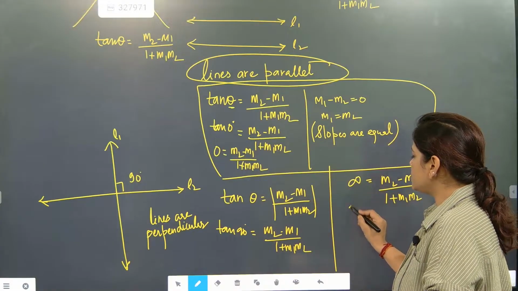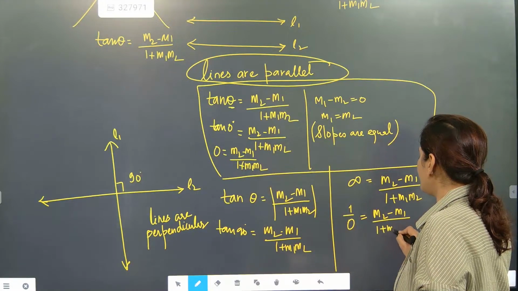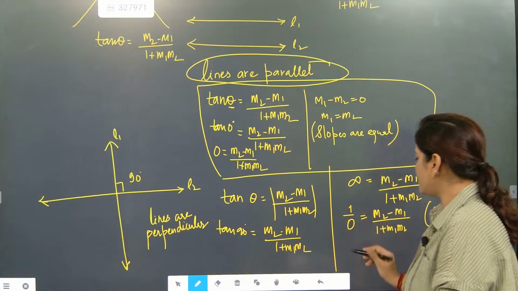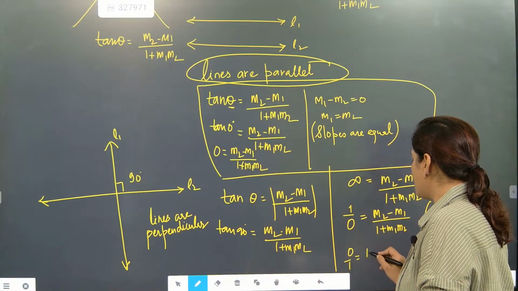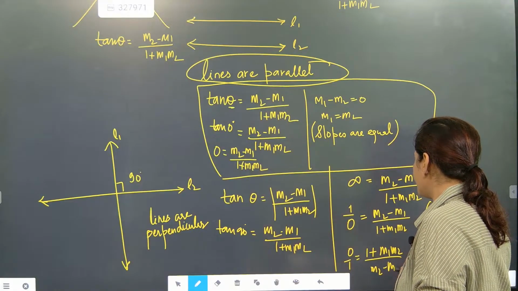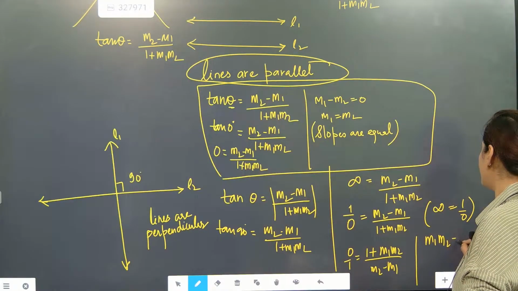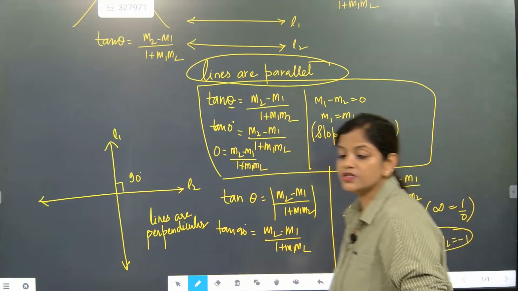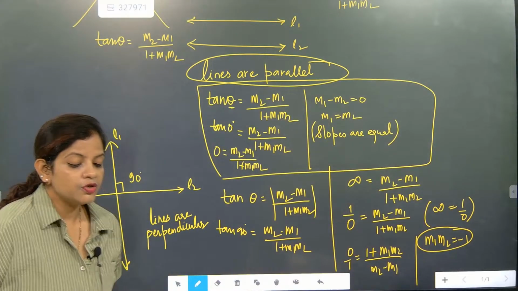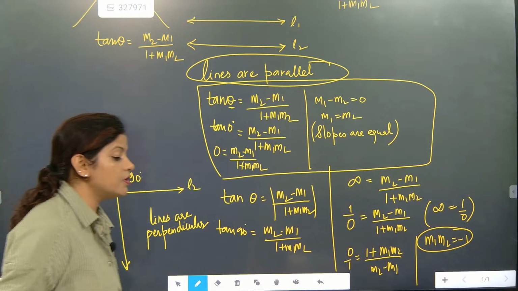So infinity means 1 by 0. 1 by 0 is equal to (m2 minus m1) by (1 plus m1 into m2), that is exactly infinity. Infinity is 1 by 0. So when you take the reciprocal, it becomes 0 by 1, that is, (1 plus m1 into m2) by (m2 minus m1). Now we do cross multiplication. So that means m1 into m2 will be equal to minus 1. So the product of their slopes will be minus 1. Understood? So when two lines are perpendicular, the product of their slopes will be equal to minus 1.